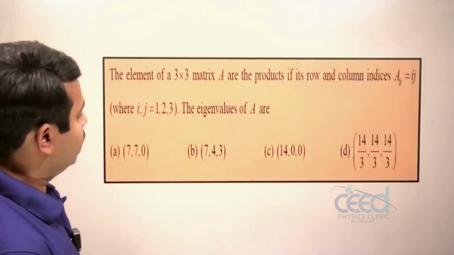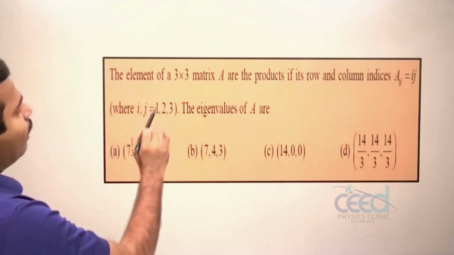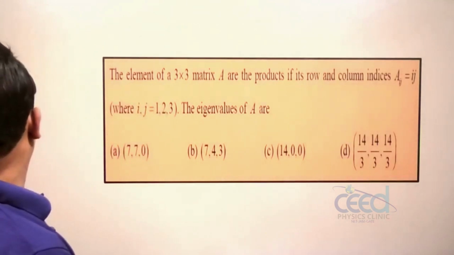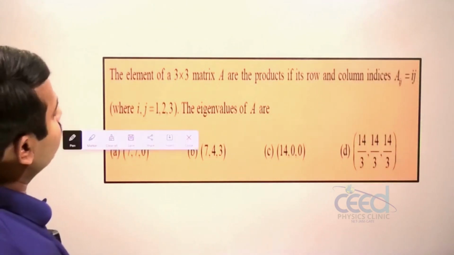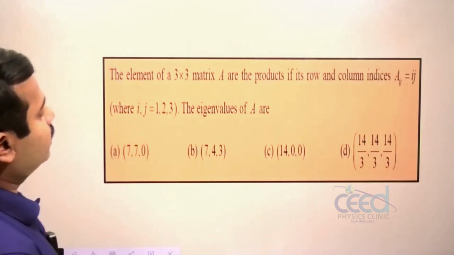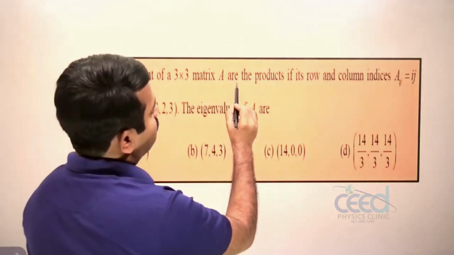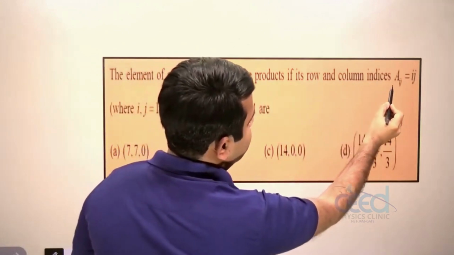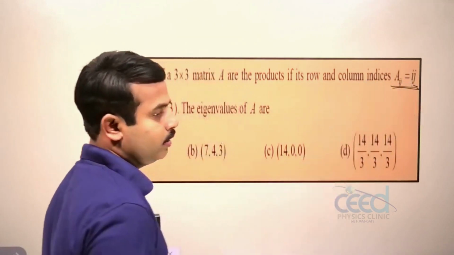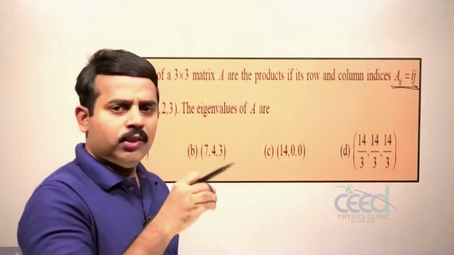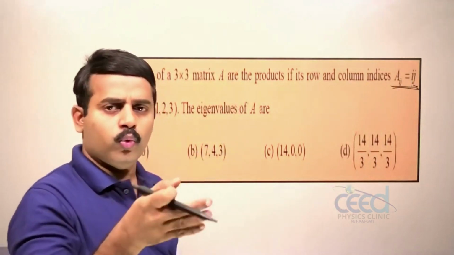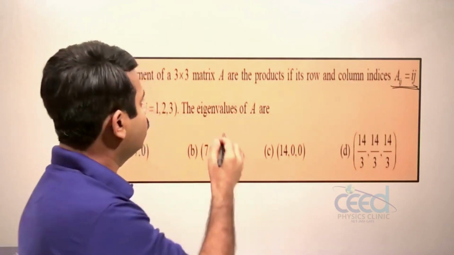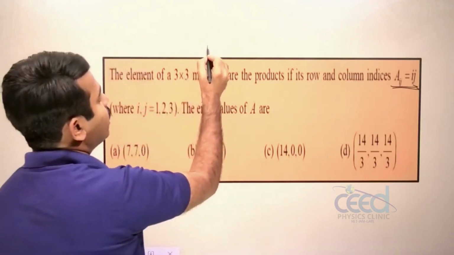The first question: the element of a 3 by 3 matrix A is the product of its row and column indices. Aij is equal to i into j. So A11 is 1 into 1, A12 is 1 into 2, A13 is 1 into 3. So I can create a 3 by 3 matrix like this.